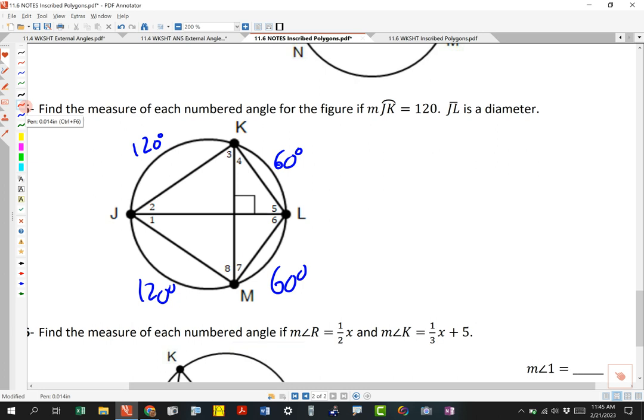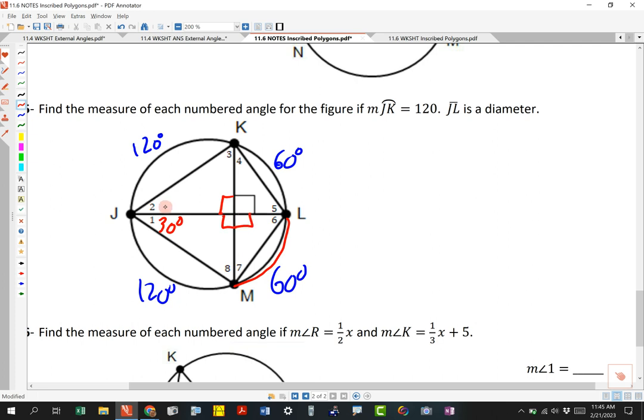Because it's inscribed. It's an inscribed angle, and an inscribed angle is half of the intercepted arc. So if it intercepts an arc of 60, this has got to be 30 degrees. And if that's 90, the one over here is 90, that's 90, that's 90. So we've got that going for us.